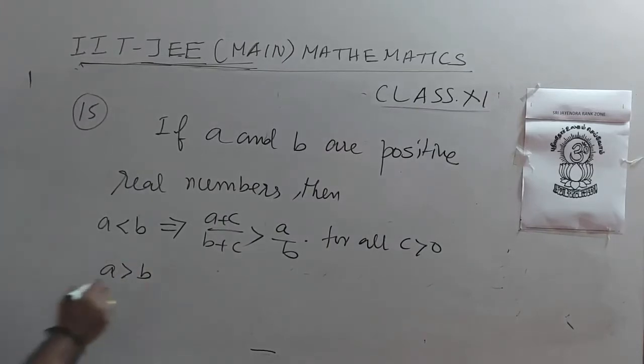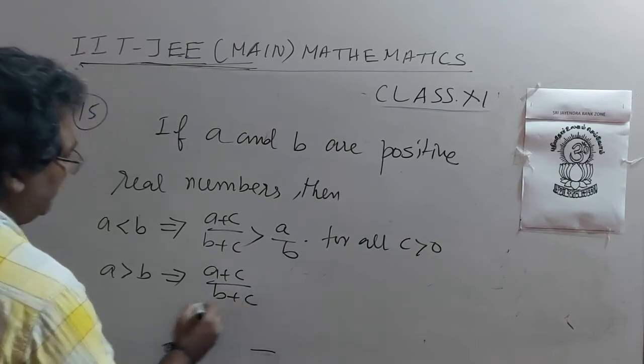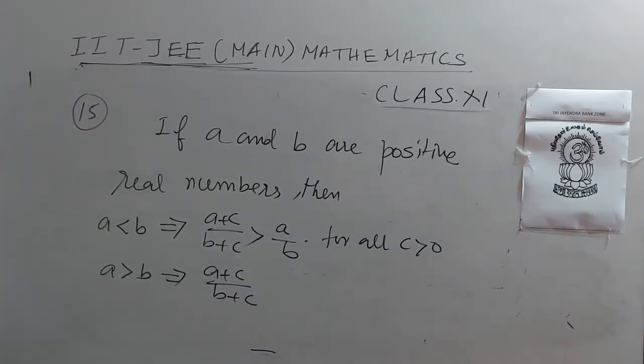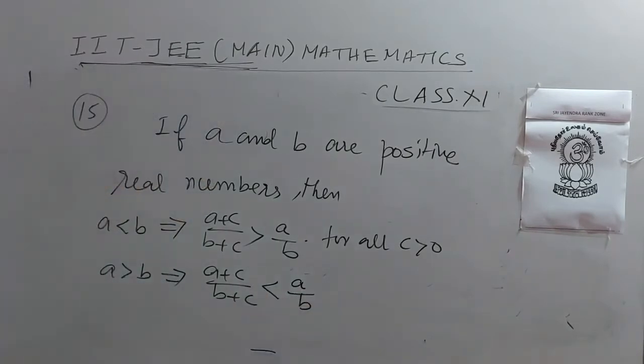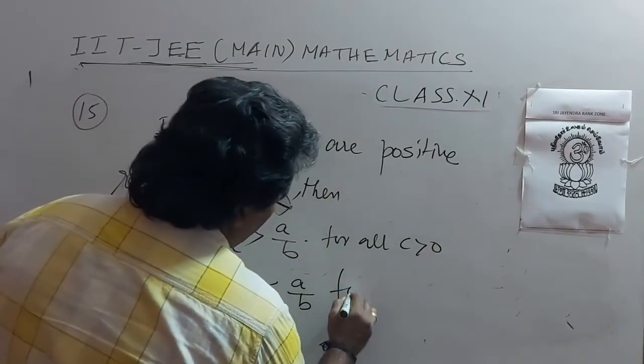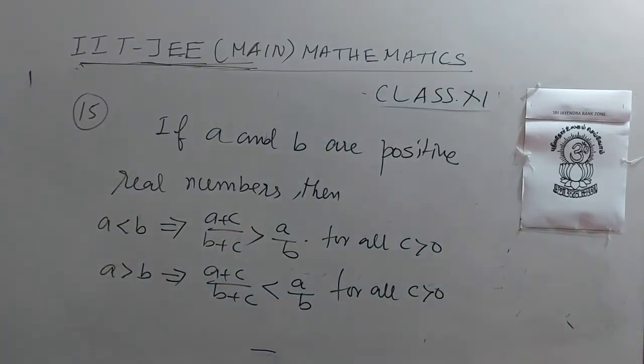A greater than b implies a plus c by b plus c is less than a by b, for all c greater than 0.